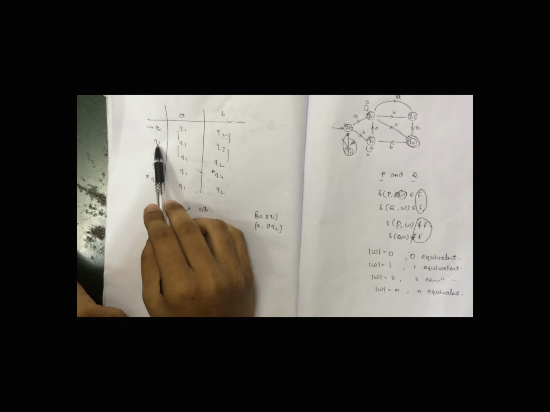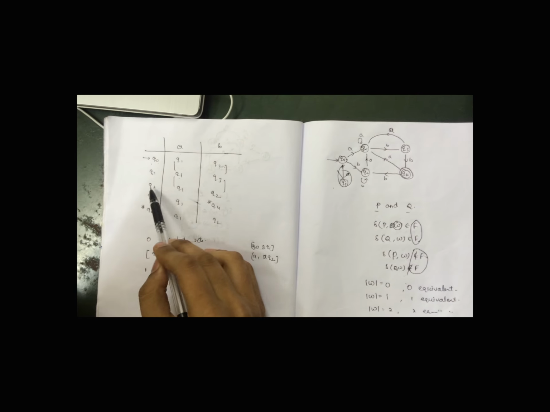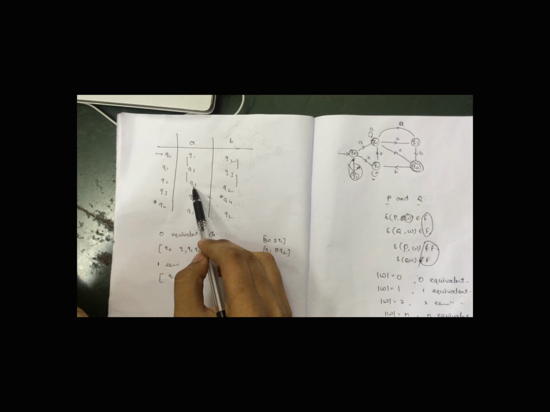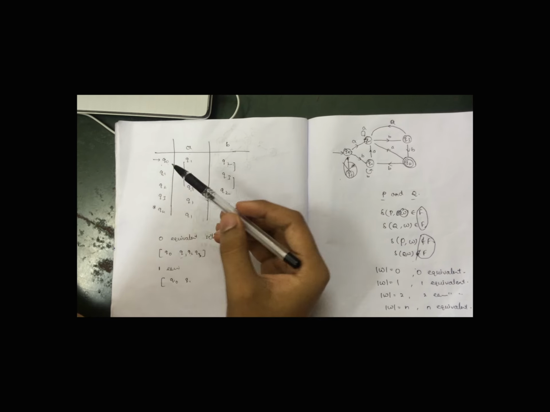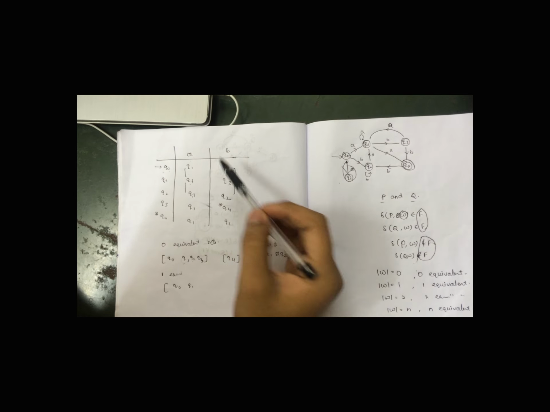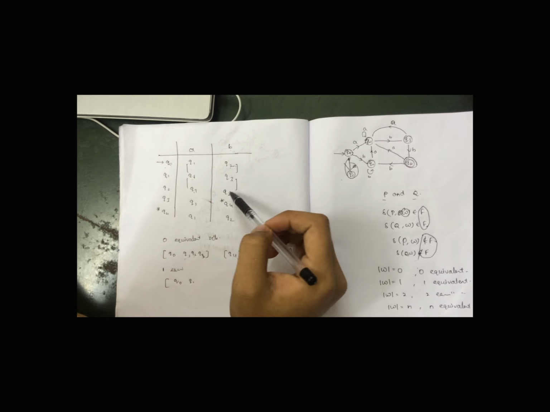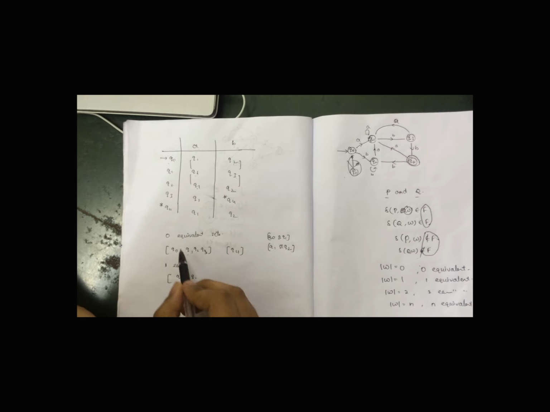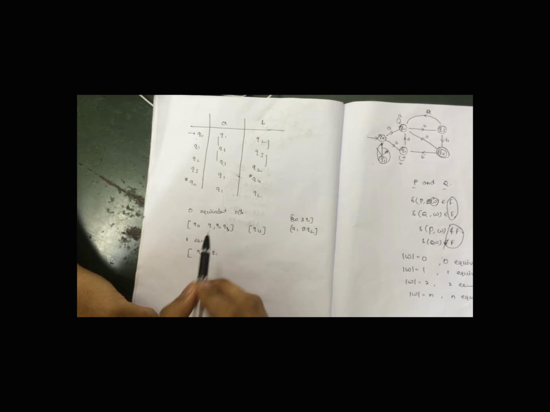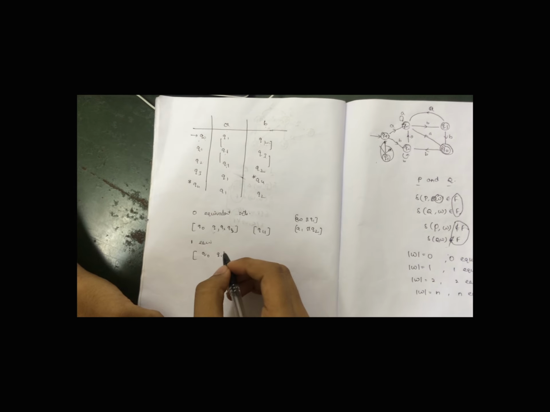In q1 on giving A, it is going to q1. q2 on giving A, it is going to q1. So both are in the zero equivalence same state. And q1 on giving B, it is going to q3. q2 on giving B, it is going to q2. So both q2 and q3 are in the same state in the zero equivalence state. So now q2 is also in the same set.